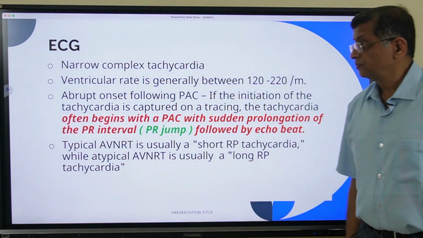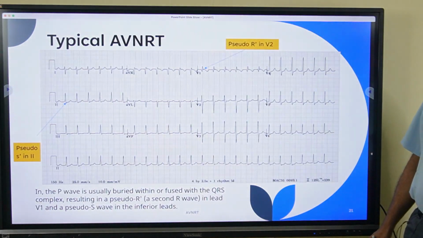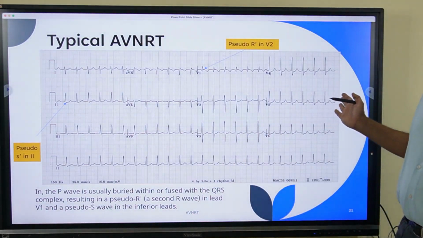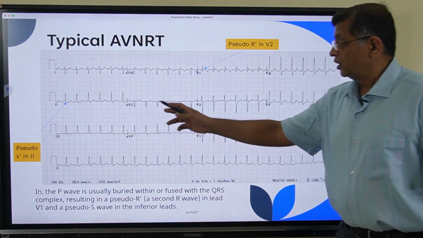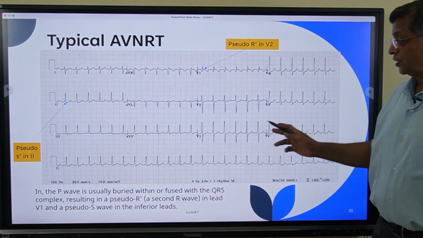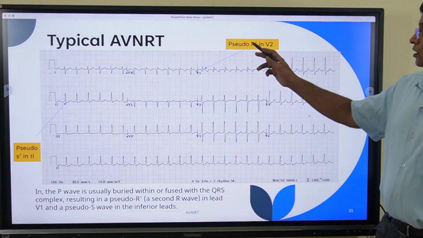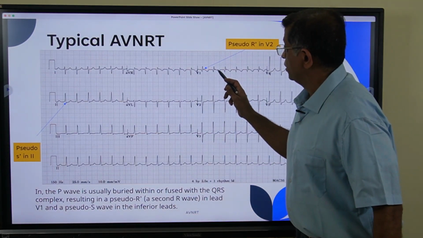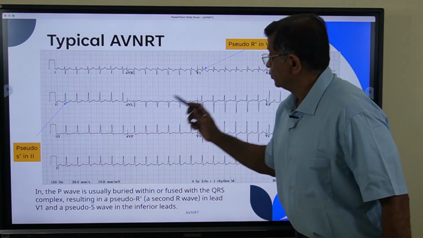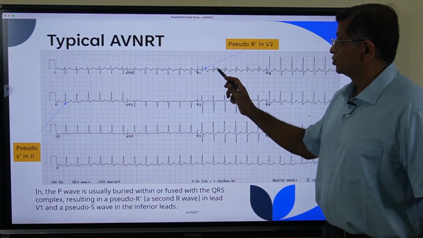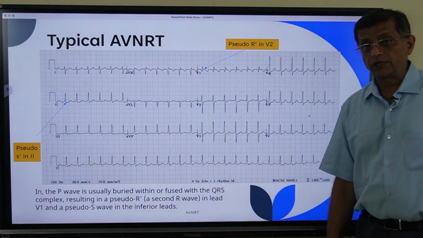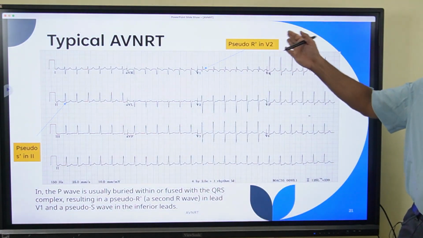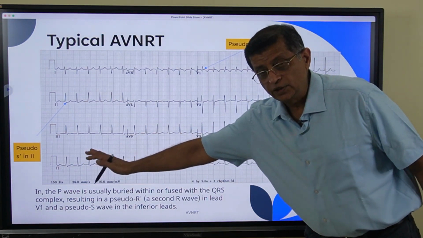We have already discussed this. Same ECG, I have repeated it again. This is a typical AVNRT: tachycardia, narrow QRS, and short RP. You can see after the R, immediately there is a P, that is R prime. So it is a short RP tachycardia, with pseudo R in V1 and pseudo S in lead 2.